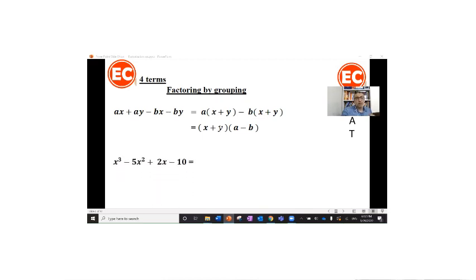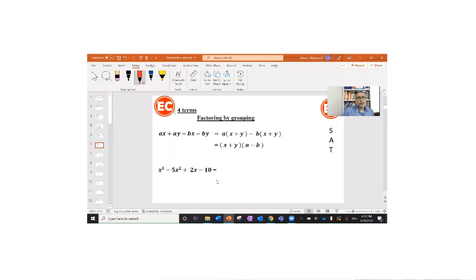Now I have another example. X power 3 minus 5x squared plus 2x minus 10. And how to solve this one? I'm going to write the first two terms together: x power 3 minus 5x power 2, plus 2x minus 10. Notice that the sign here is positive, I didn't change anything. Then for x power 3 and 5x power 2, I'm going to take x squared as highest common factor. The remainder is x minus 5.